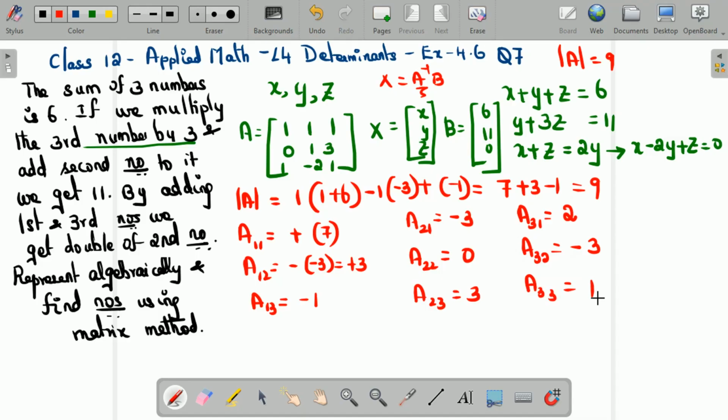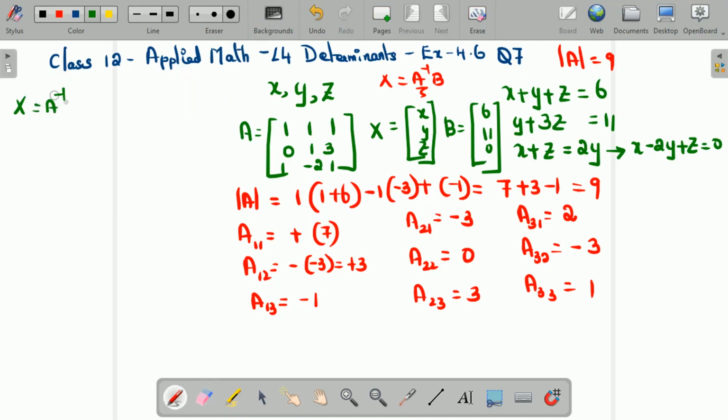Now let's write out the A inverse. The A inverse is the transpose of the adjoint matrix. So let's note that down. X is equal to A inverse of B, which means 1 by 9 of, let's write this transpose. So this is going to be 7, 3 and minus 1, minus 3, 0, 3, 2, minus 3 and 1.